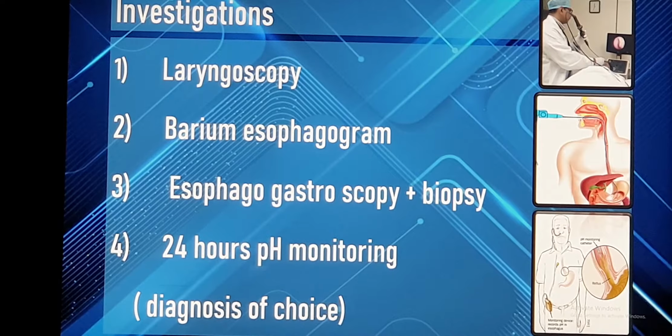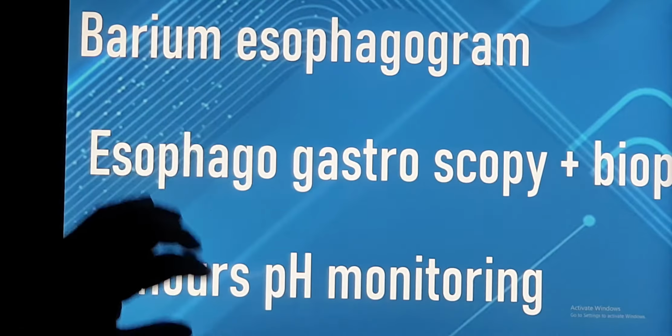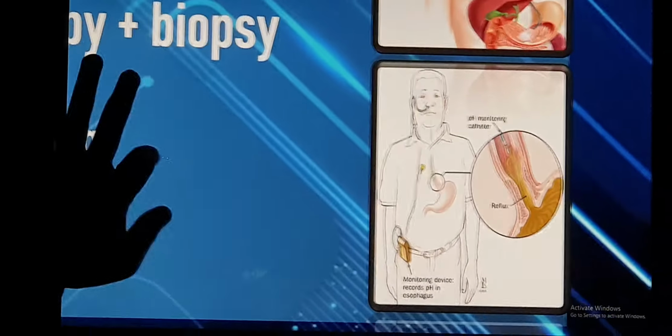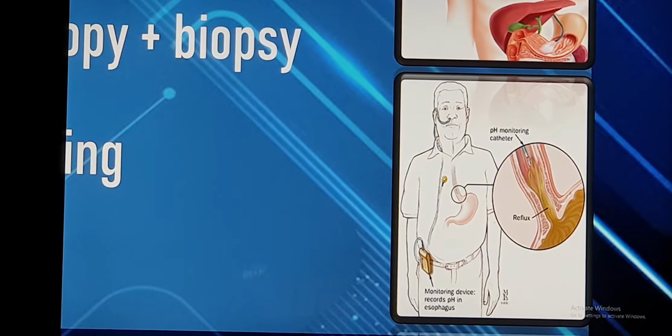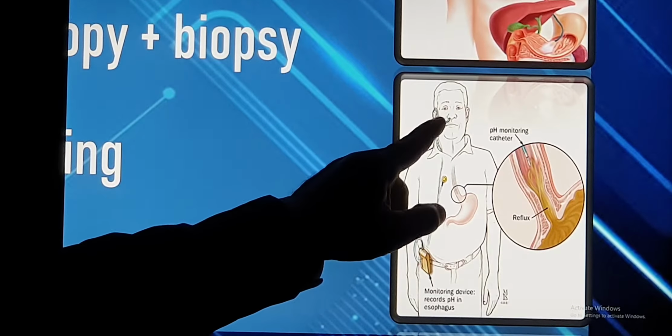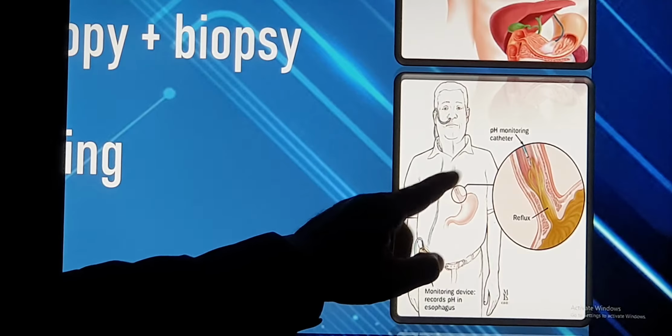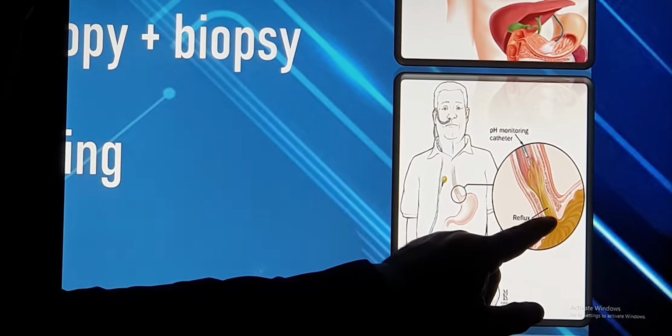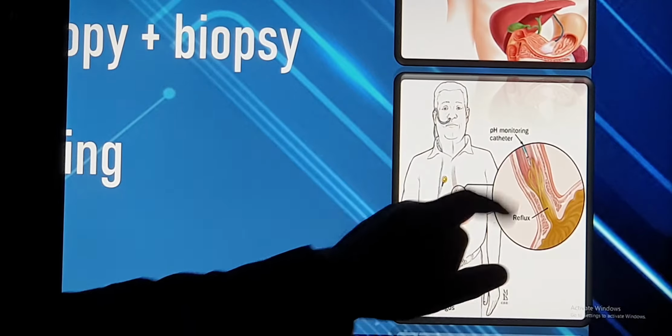Now, the next step: in spite of all this, if the patient is not becoming okay, and we want to know whether the diagnosis is correct and the severity of the gastroesophageal reflux or the acidity, we will go ahead and do a 24 hour pH monitoring. As you see in this picture, here we have a small monitoring device, and there is a small tube which passes from the nasal cavity into the esophagus, and the probe is kept just above the lower end of the esophagus.